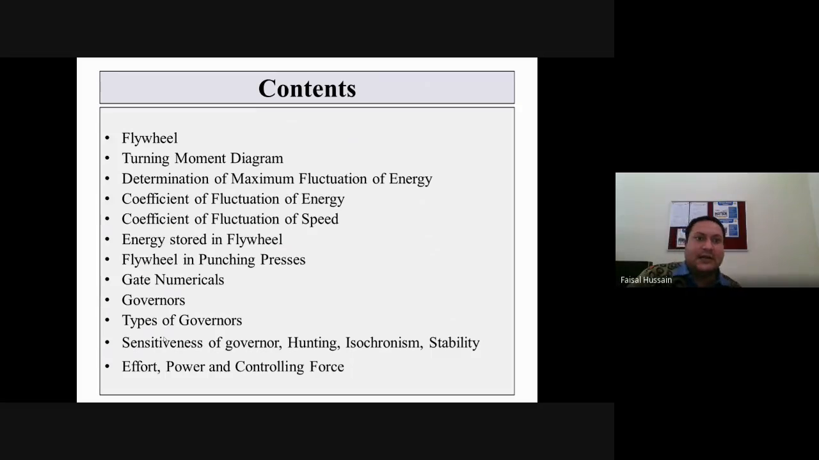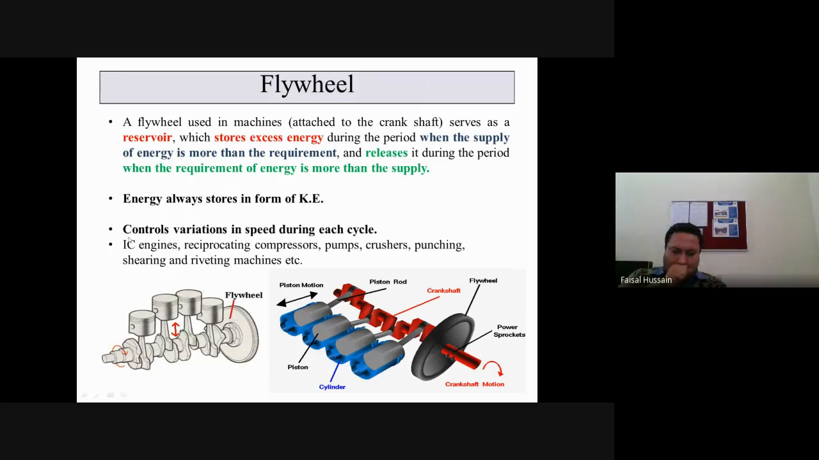Now, basically, what is a flywheel? Flywheel is a mechanical device which is used in machine. In machine, it is attached to a what? Crankshaft, and it serves as a reservoir.